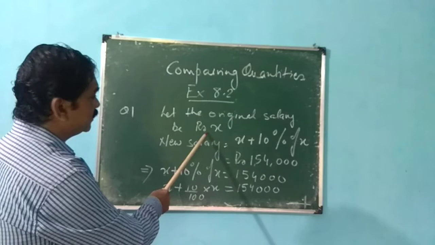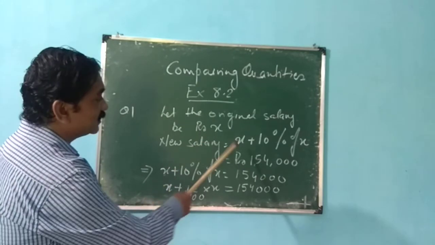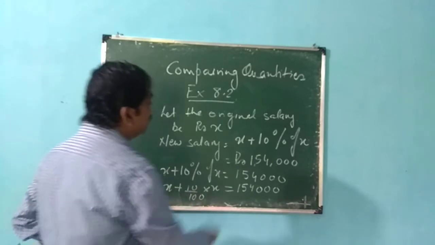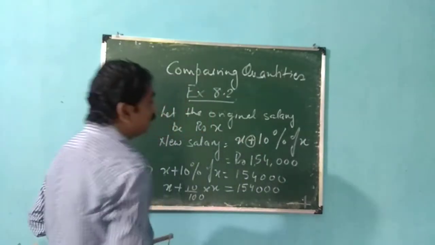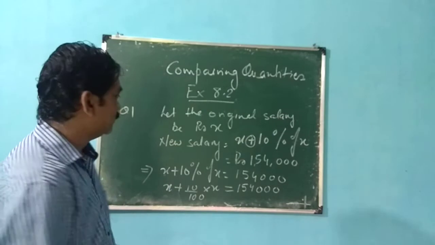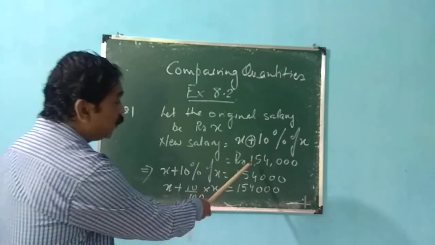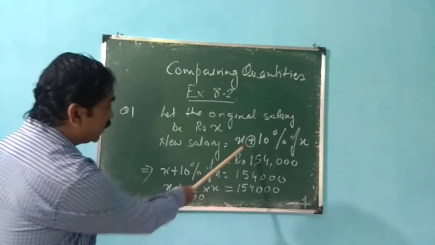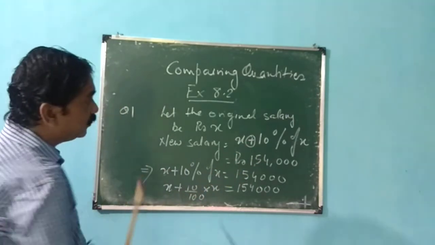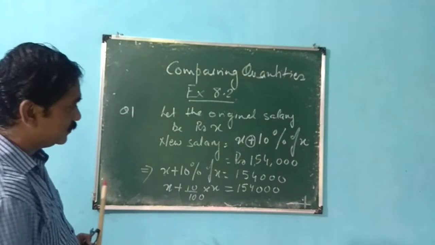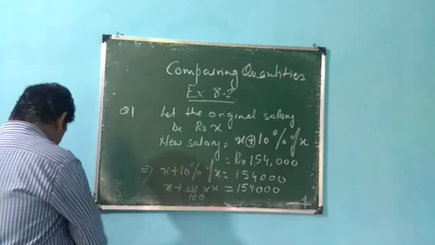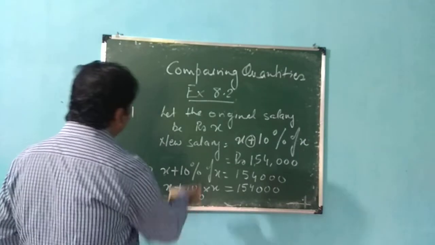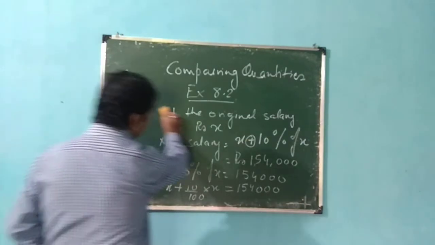Let the original salary be rupees X. The new salary is X plus 10% of X. Why is plus there? Because the salary is increased. That is why the plus is there. Which is equal to 1,54,000. Now these two figures are equal. Now with the help of these two, we will find out the value of X. You can have a look.